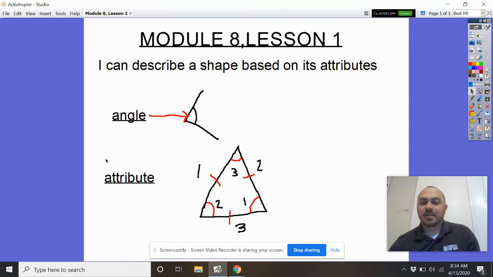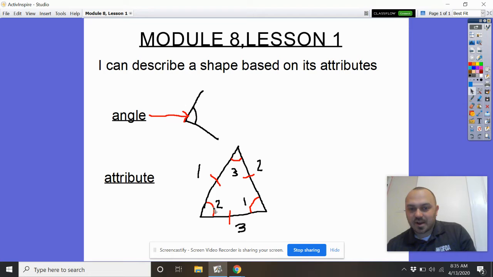So let's describe this shape. There is side number 1, side number 2, and side number 3. What shape is that? Okay, pretty simple. That's a triangle. There are 3 sides. There are also 3 angles. So side 1, the angle across from side 1 is right here. So side 1 here, angle 1 here. So we said that an angle was the measured space between two lines that meet.